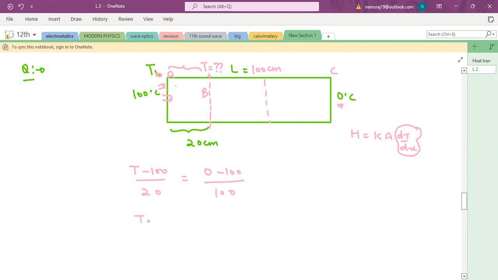So T minus 100 by 20 is equal to minus 1. So I'm getting T minus 100 equals minus 20, and T equals 100 minus 20 equals 80. The temperature of this part is 80. Understood? This is the use of temperature gradient.